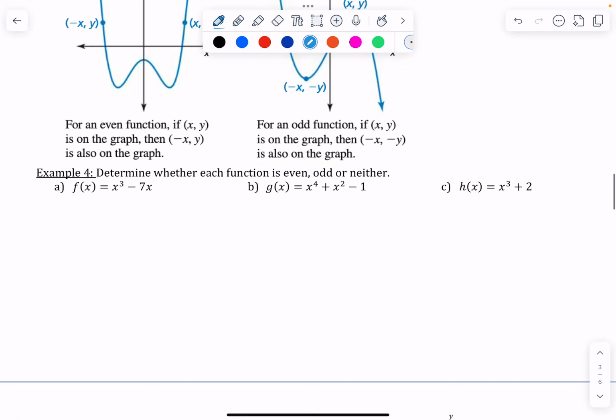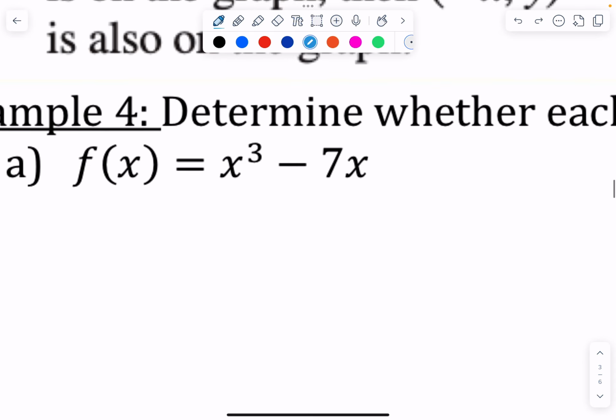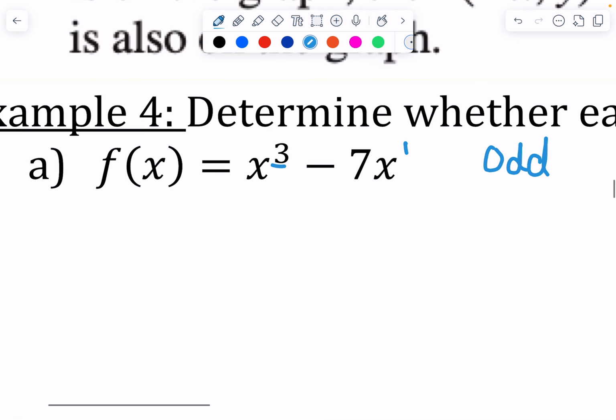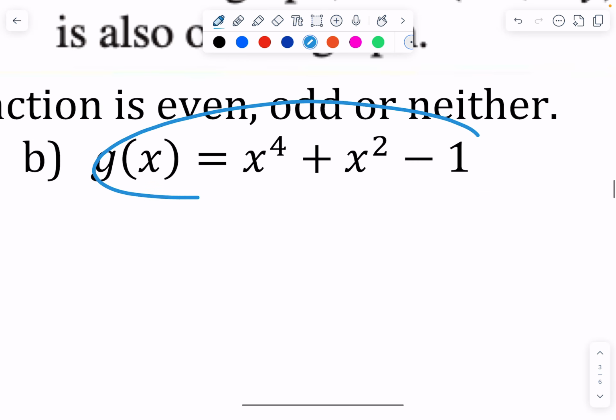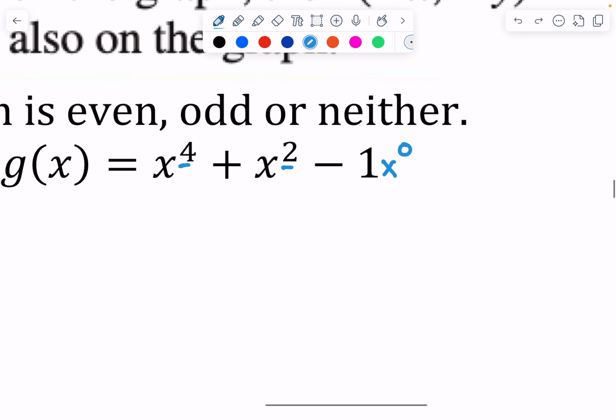Okay, so is this a polynomial function? Yes. So I can apply this rule up here. What are the powers of x? 3 and 1. So since they're both odd, this is an odd function, which means it's symmetric about the origin. Moving on. Is this a polynomial function? Yes. What are the powers of x? 4, 2, and anytime there's a constant, that means I'm multiplying by x to the 0. Those are all even powers, so this is an even function.